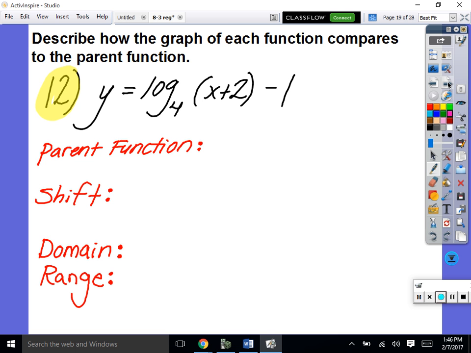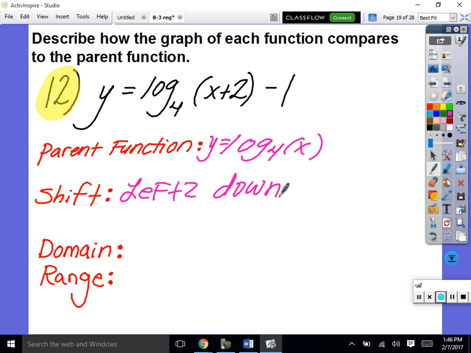Describe the shift from the parent function and all this. So our parent function would be log to the base 4 of x. Y is equal to log to the base 4 of x. It shifted left 2, down 1. So our domain would be -2 to infinity, and our range would be all real numbers, correct? Okay.